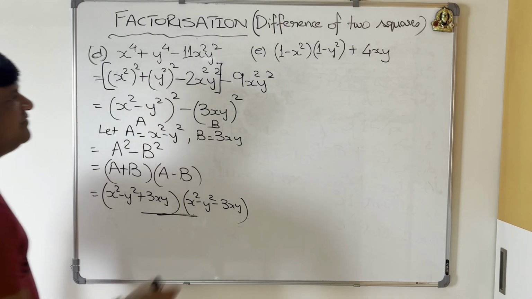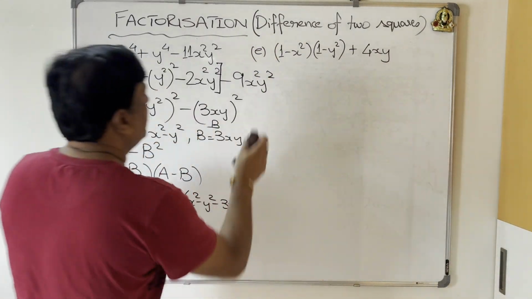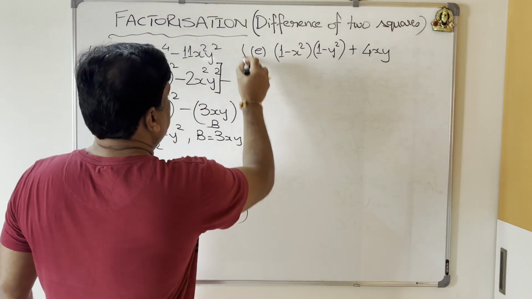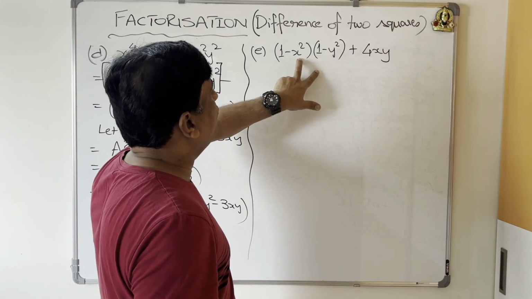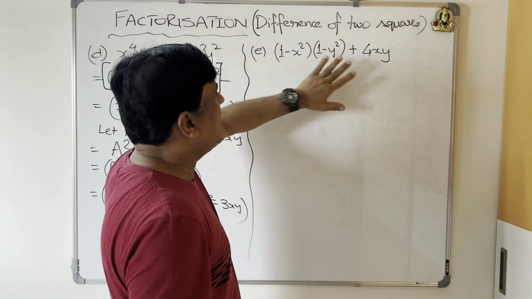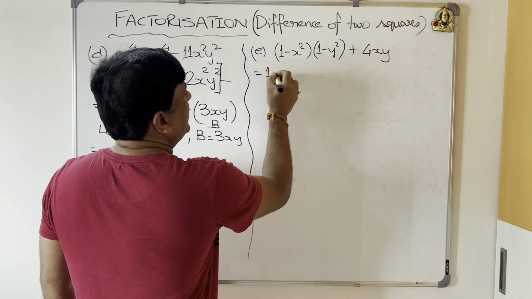Understood? Makes sense? So similarly, the next one, if you look at it, the next one, if I may rub this a little bit here. The last one, let's see. Now they have given a product of two squares like this and plus 4xy. So I won't be able to make much use of it. So let's open this one. Let's open this first.